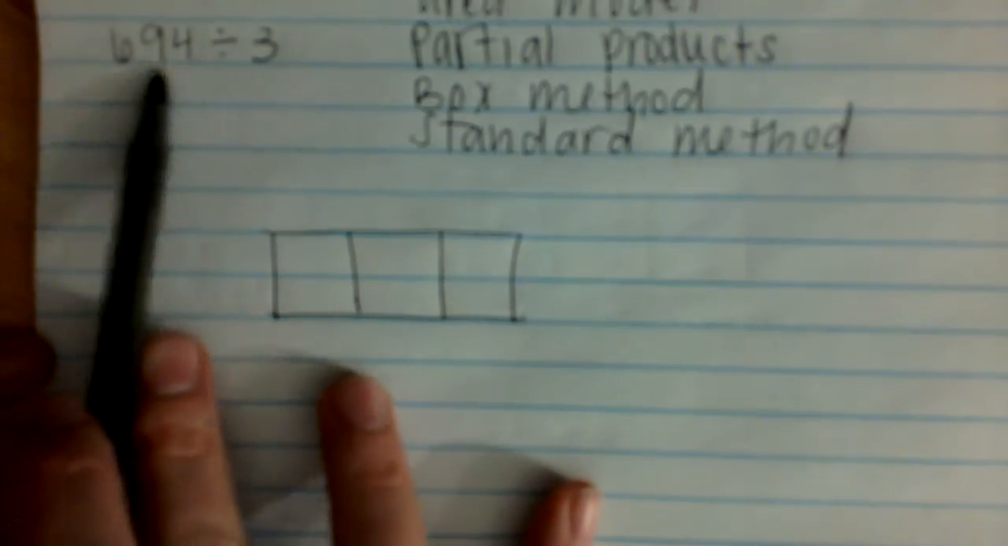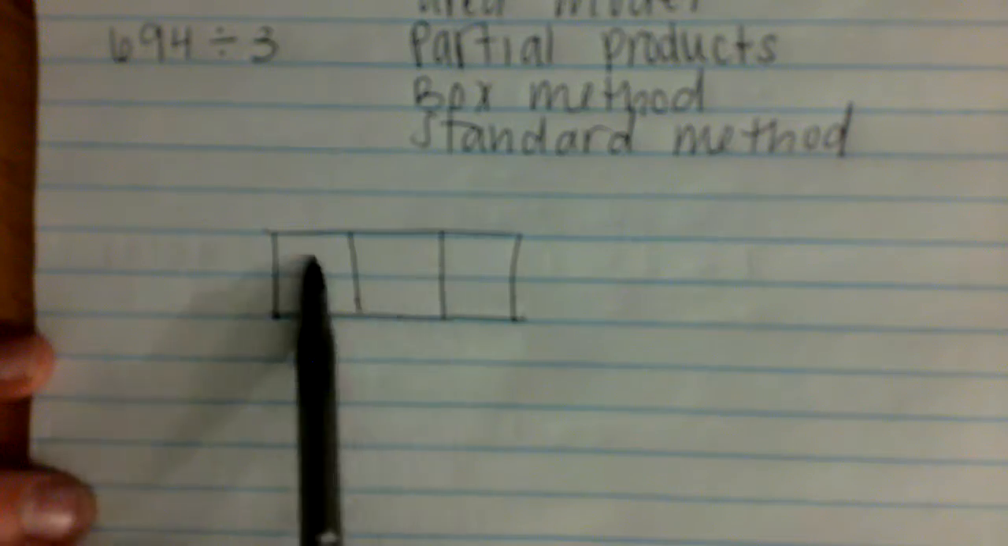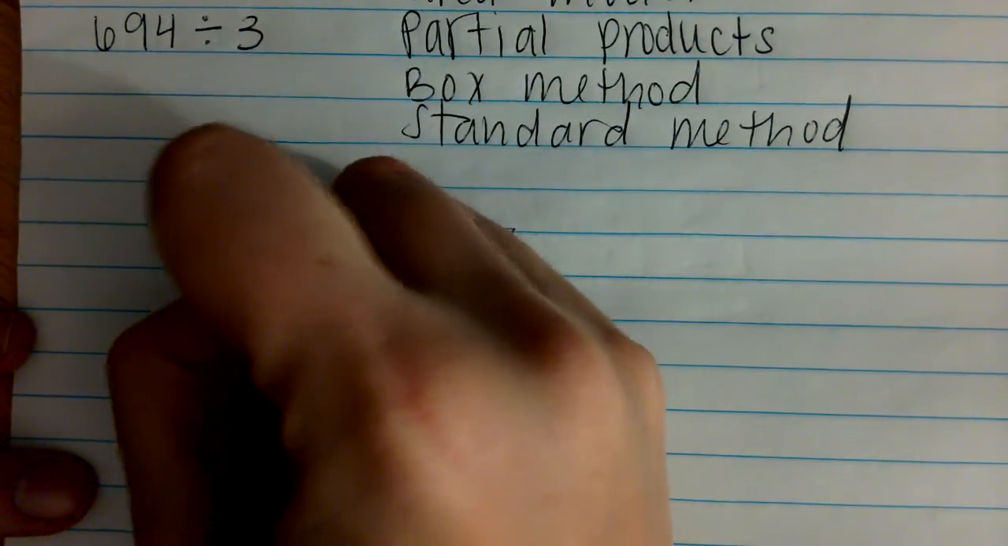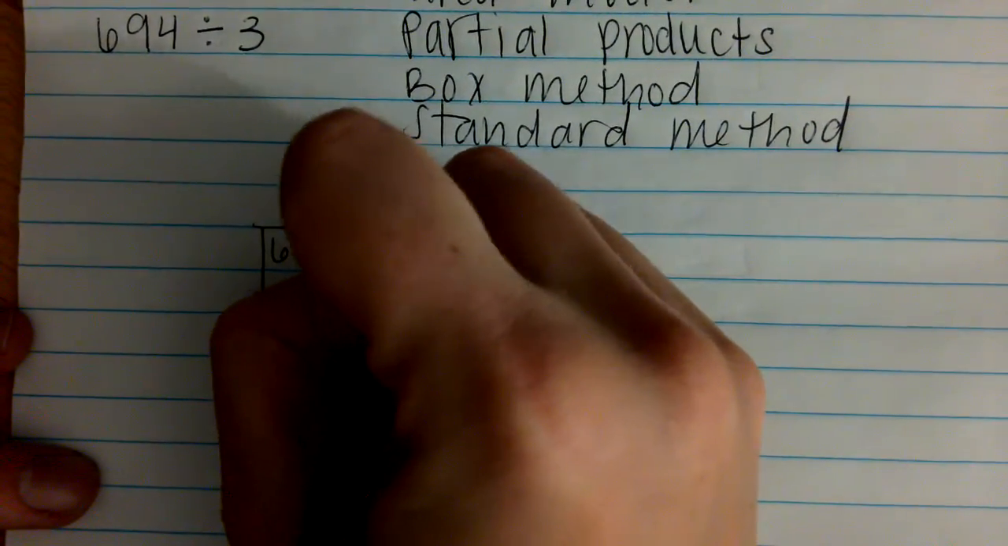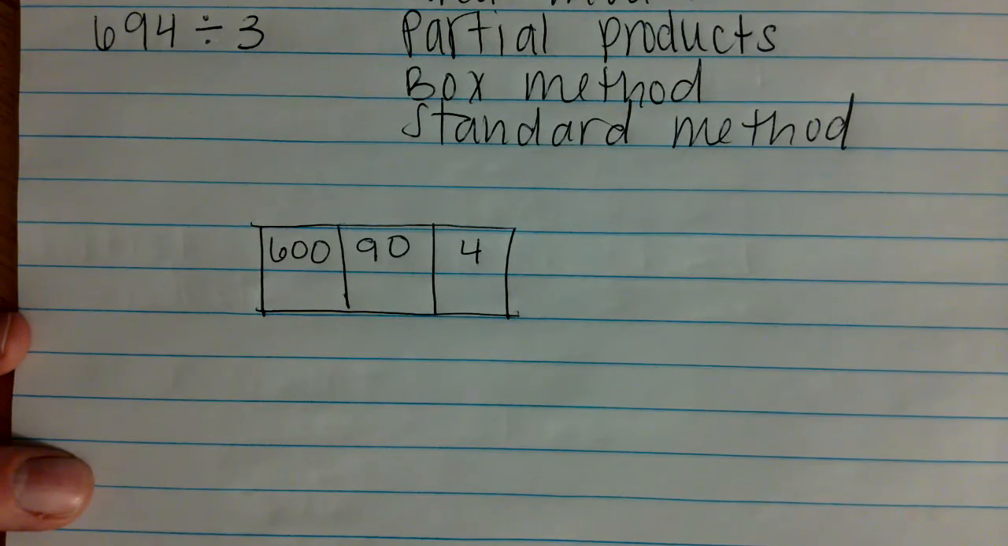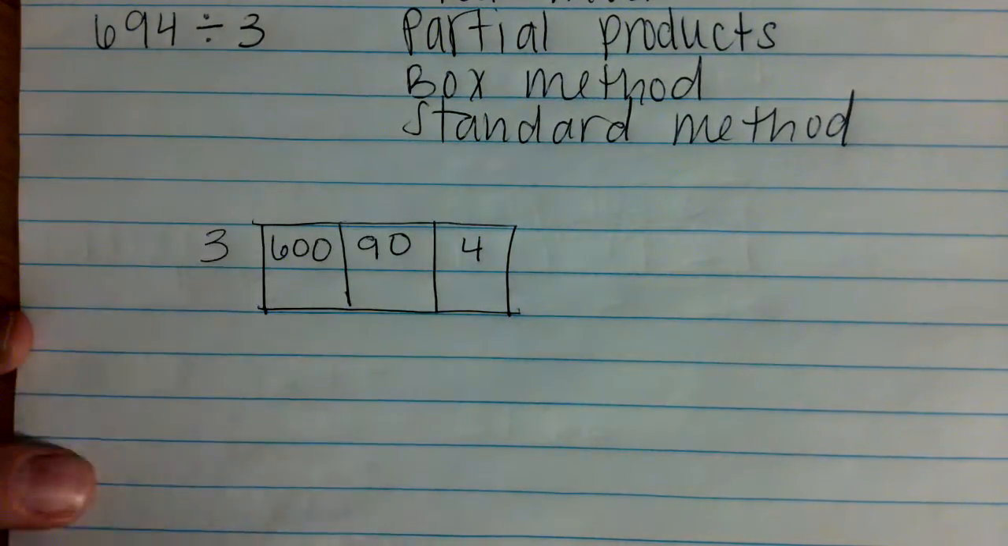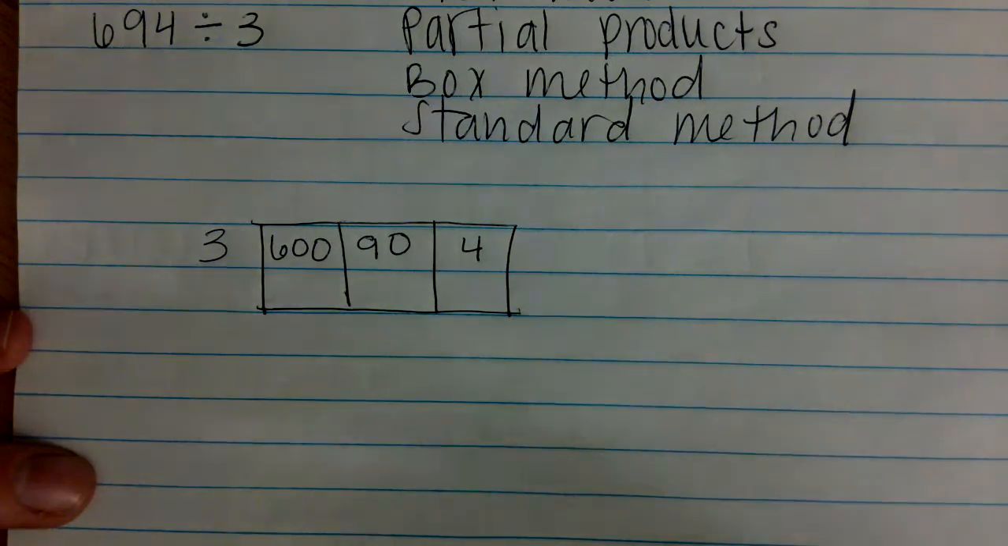All right. So, the first thing we're going to do is the area model. So, with the area model, we draw a box and we put the value of each digit of the dividend in the box. All right. So, we have 600, 90, and 4. Then we put the divisor, which is 3, on the outside. And then we work it out.